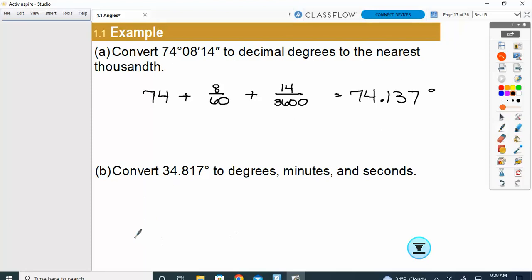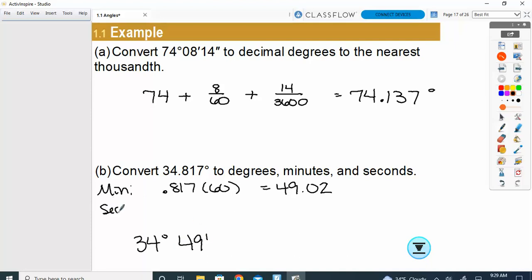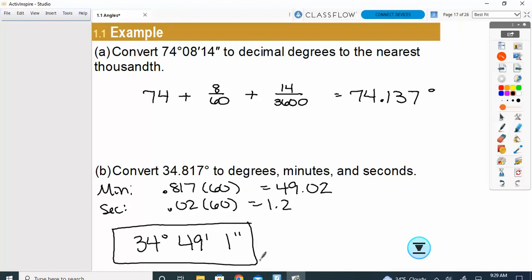All right, going the other way. So we're going to keep the 34 degrees. How do you get your minutes? You take the 0.817 times 60. So you get 49.2. And so in this, we just keep the 49 minutes. Then you take 0.02 times 60 for seconds, resulting in 1.2. And round that to the nearest, so that's 1 second. If you put 0.1 seconds, that's fine as well. I don't care. All right. So far, so good?